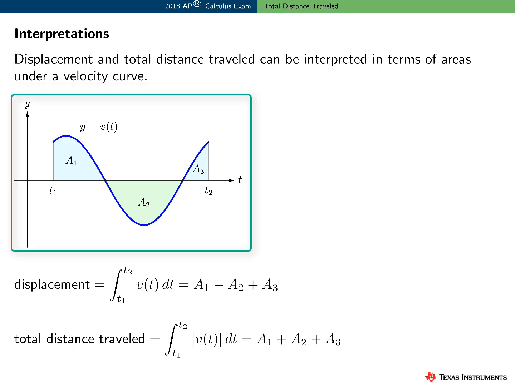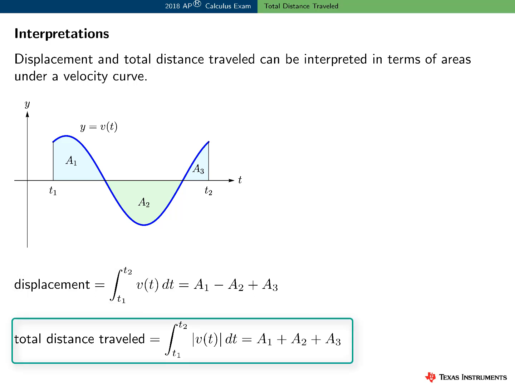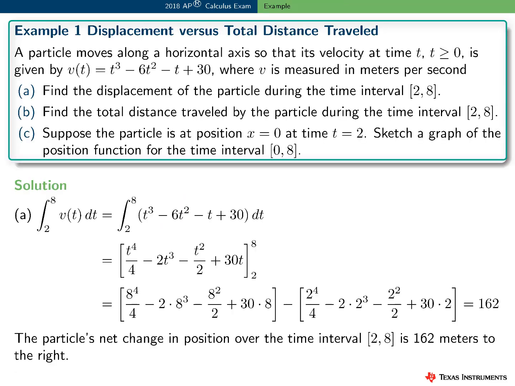So here's the graph of a velocity function. And I've labeled the area of 3 different regions, bounded by the graph and the horizontal or the t-axis. The displacement of the particle over the interval t1 to t2 is A1 minus A2 plus A3. And the total distance traveled by the particle on the same time interval is A1 plus A2 plus A3. Let's take a look at a typical problem involving displacement and total distance traveled.